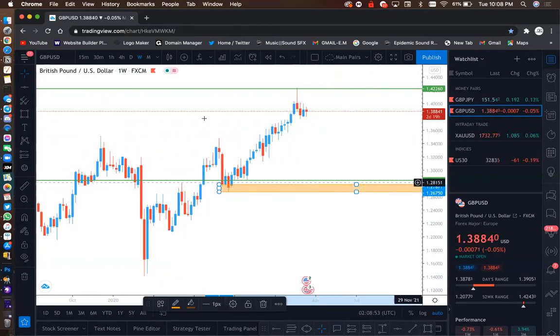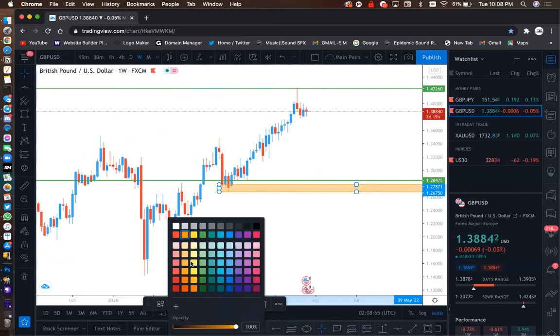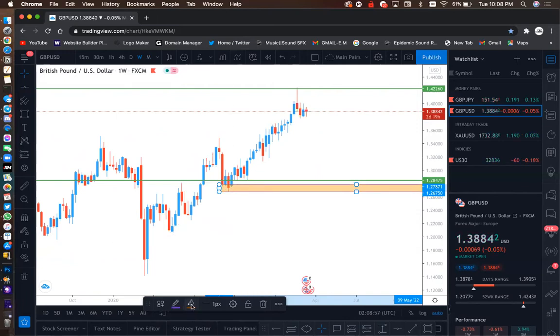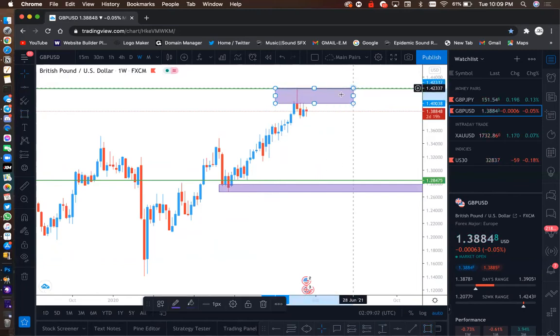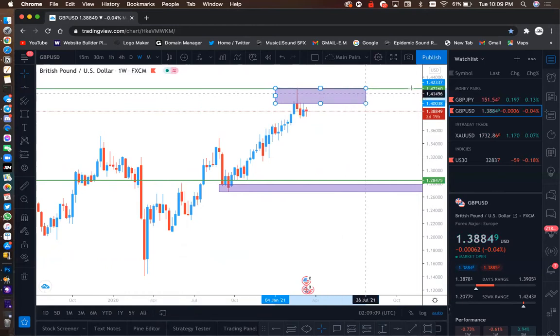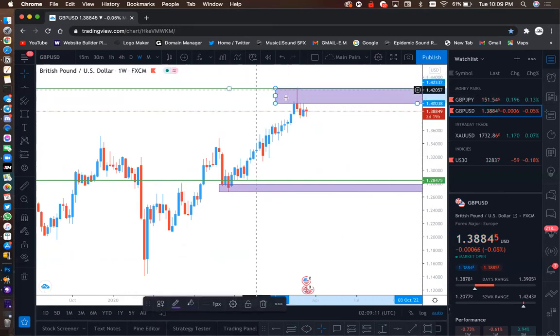So let's drag that out. And if you remember from the previous video, my color for the weekly time frame is always purple. And then what I'm going to do now as well is draw it right up here. And I draw it to the wick. I draw it from the candle body itself to the wick. Right here, you can see candle body to the previous wick.